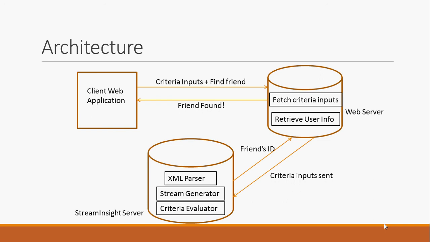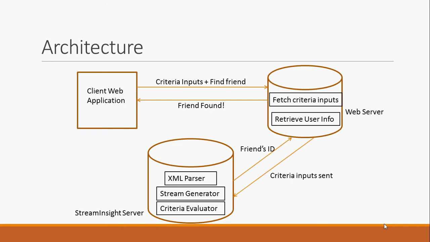When you give the inputs from the client side, all the criteria inputs which are fetched from the end user are passed to the web server. What the web server does is fetch all the criteria inputs from the client application, and pass all these criteria inputs to the stream insight server. The stream insight server is the main part which has the whole logic. It has 3 main components. The first one is the XML parser.